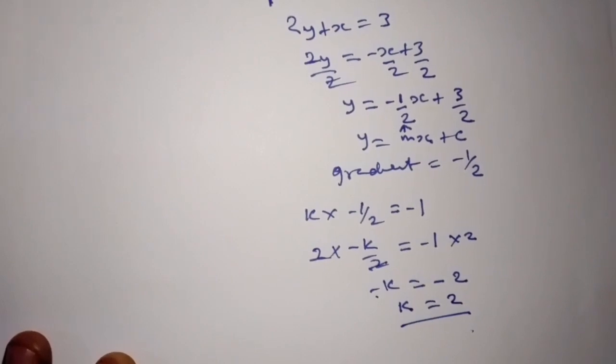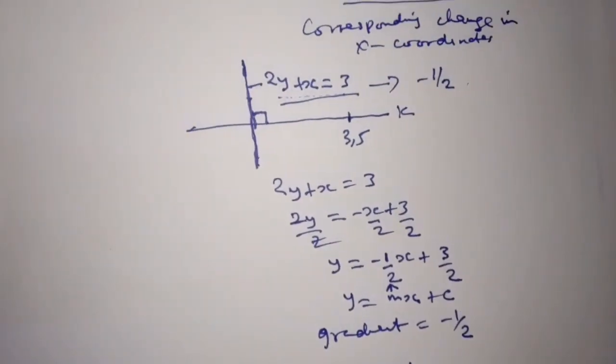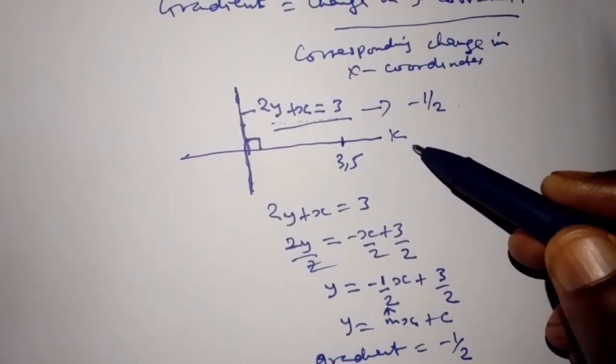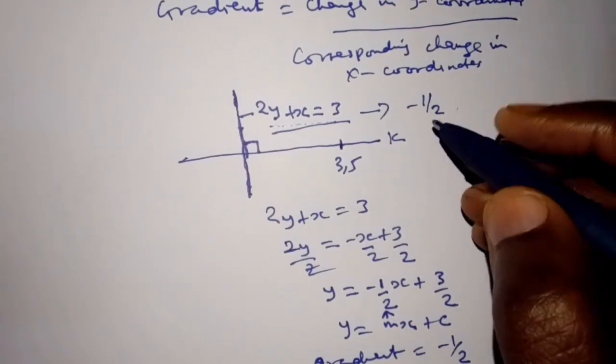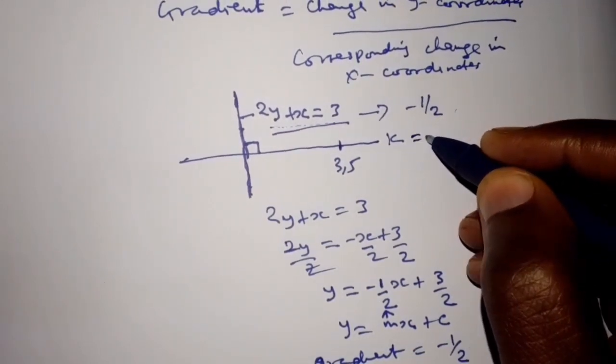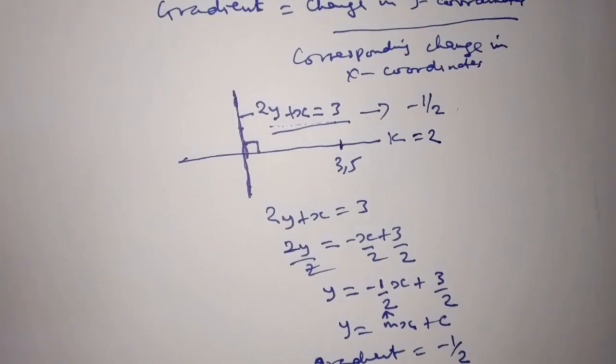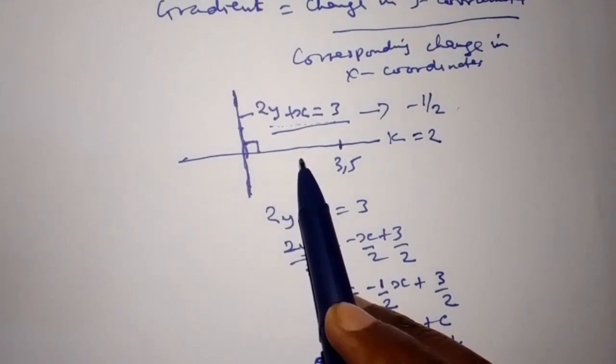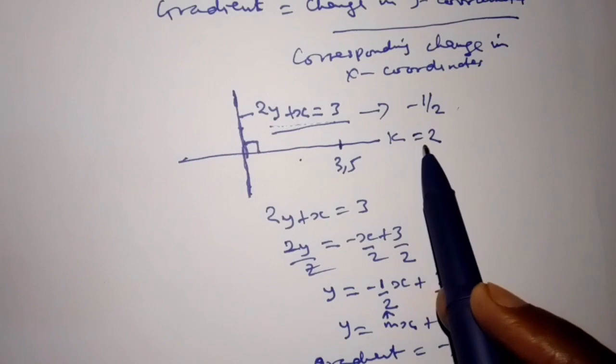So it means that our gradient for this other line is 2. Our gradient for that other line is 2. So we are being asked, find the equation of the perpendicular. How can we find the equation of this perpendicular line? So already we have known the gradient to be 2 here.